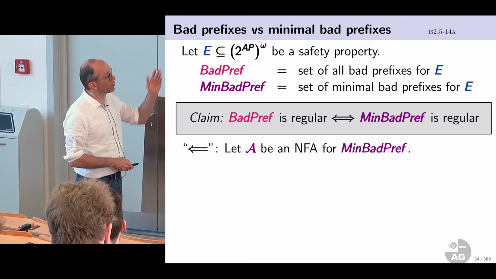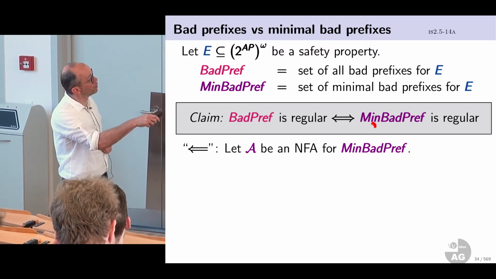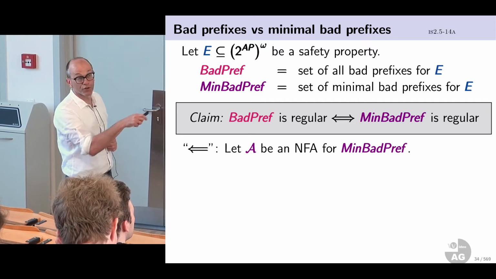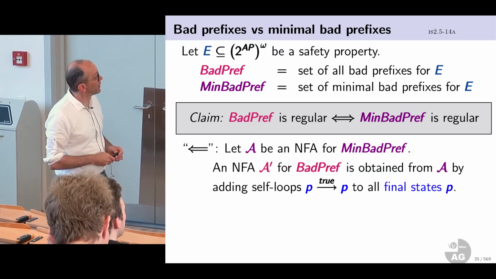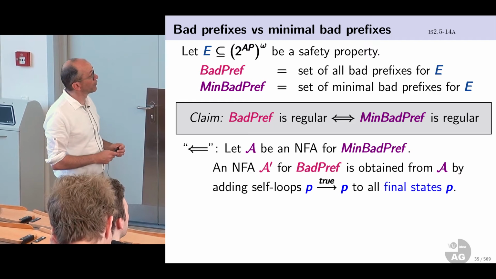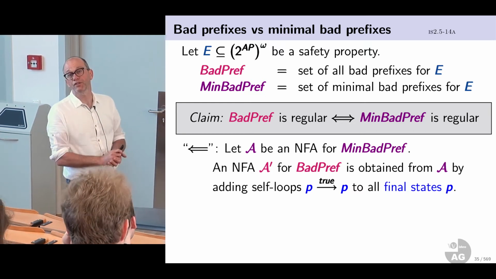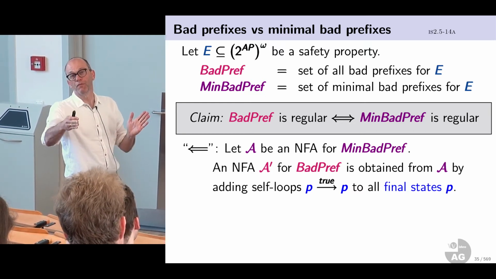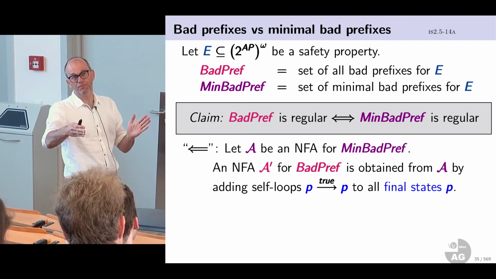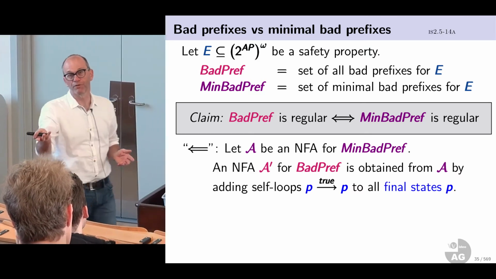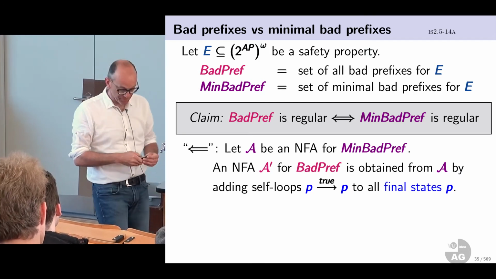Well, assume that the minimal bad prefixes are regular, that means there exists an NFA for this set. Then you can obtain an NFA for the bad prefixes by simply adding self loops of the form P through P to all the final states. That means once the minimal bad prefix automaton accepts, you can still continue by accepting any extension of the bad prefix and still saying it's a bad prefix.